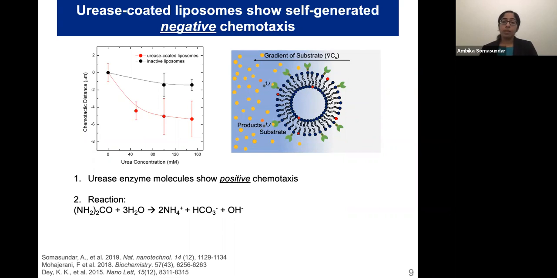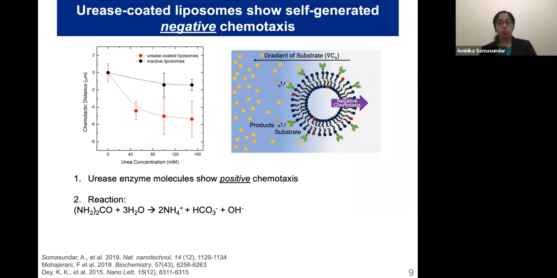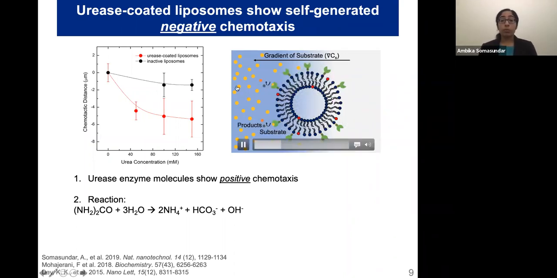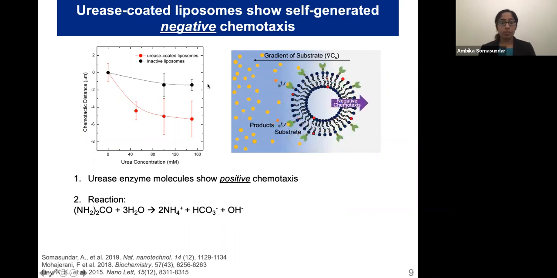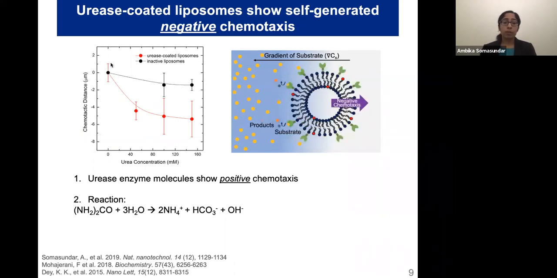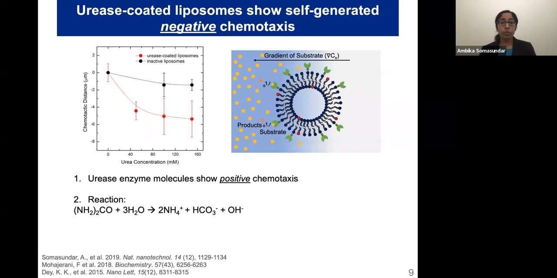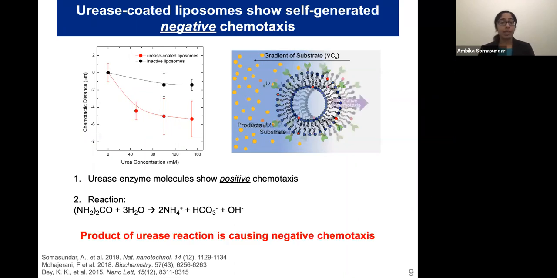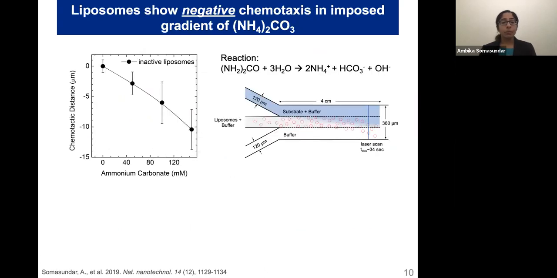We thought that there would be some interaction of the lipid vesicles with the solute that caused this negative motion. So first, we removed the enzyme from the external surface of the lipid vesicle and tested just inactive lipid vesicles in gradients of urea, the reactant. But we don't see much movement. That led us to believe that it is the product of the urease reaction that is causing this negative chemotaxis, and that is exactly what we tested next. We tested inactive lipid vesicles in gradients of ammonium carbonate, and indeed we see a negative chemotaxis.